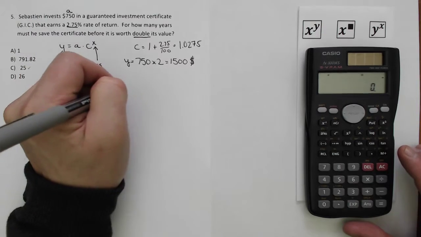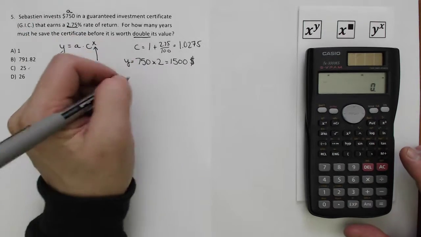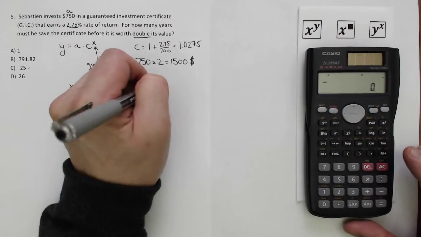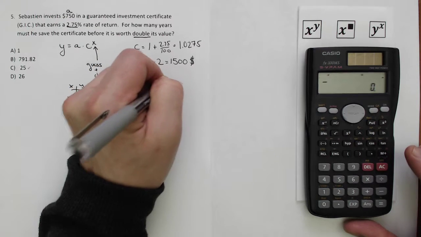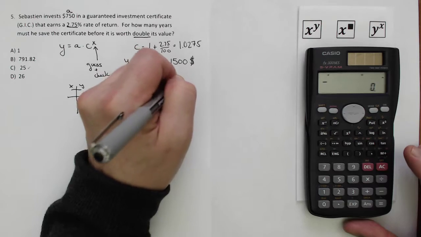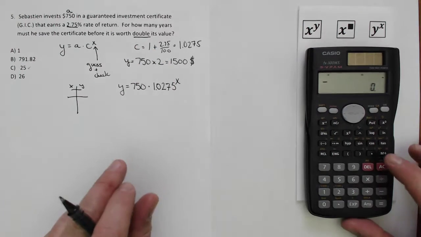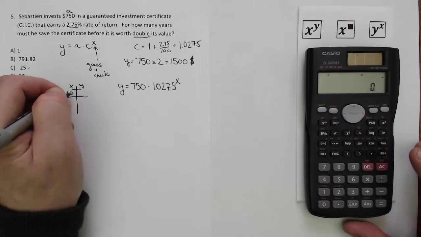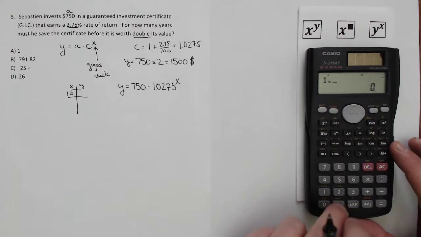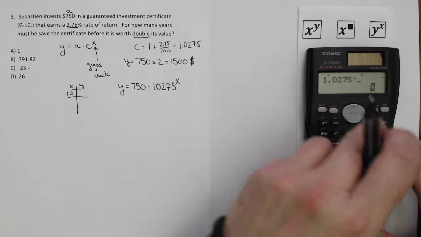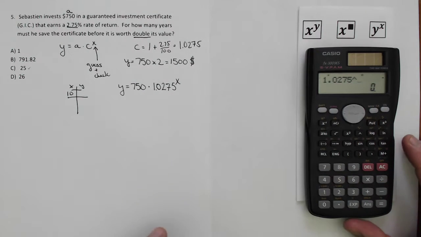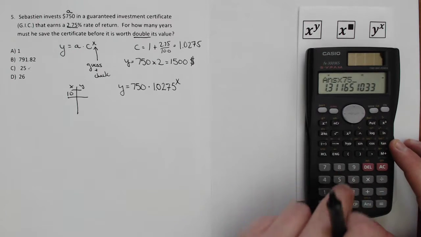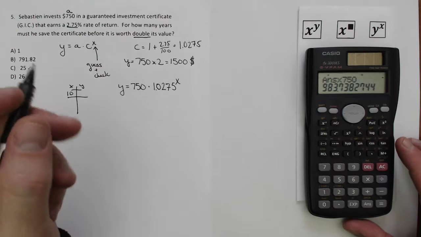So I want Y is equal to my initial 750 times 1.0275 to the power of X. And I'm just going to start trying X's until I get to what I need. So I'm going to start off with 10 for my X. 1.0275, Y to the X, X to the Y, or chapeau, whichever button you have, 10. Hit your equals, then times that by the starting amount, and you're going to get a value of $983.74.